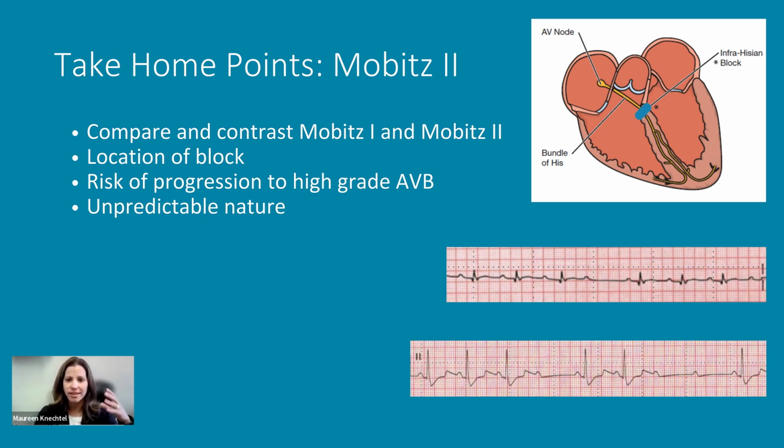So with the Mobitz 1, it's like the sinus node is talking to the AV node, but moving farther and farther away, and eventually it can't hear and it drops that beat. With a Mobitz 2, there's no way to predict when that's going to happen.